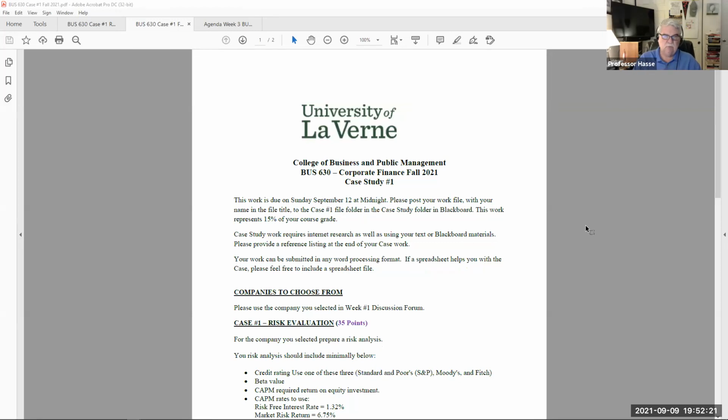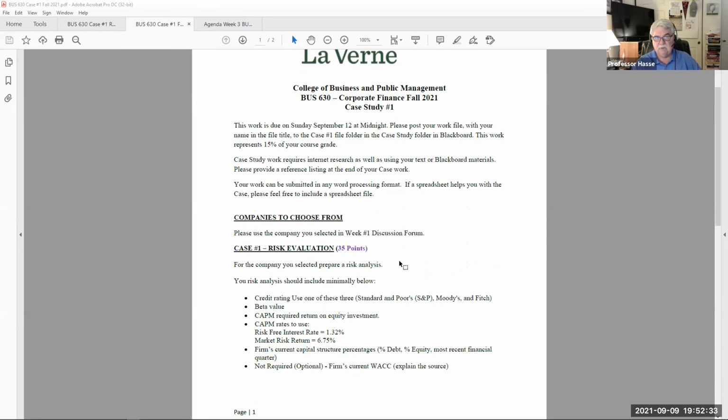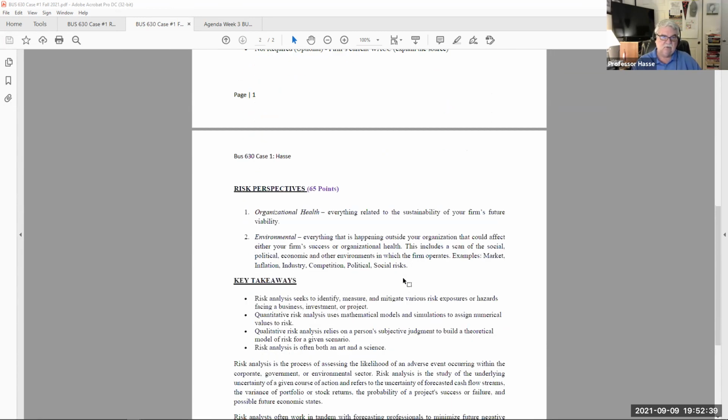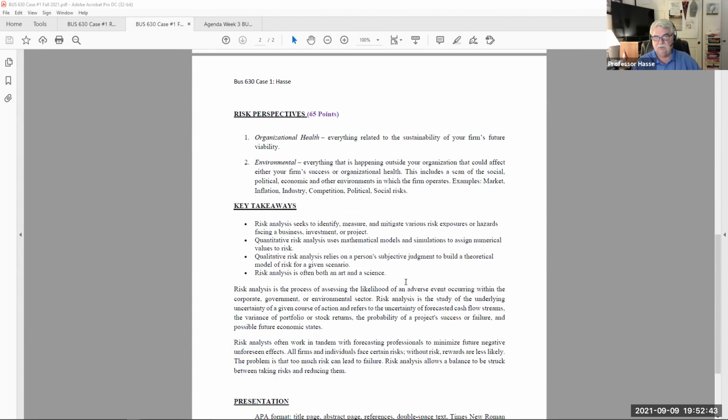I have posted a rubric in the case study number 1 file folder in Blackboard, which explains the grading of this. Remember, this is a paper that you are to put together using a risk evaluation of the first part of a company, and then the second part doing an organizational and an environmental perspective of the risk associated with your company.